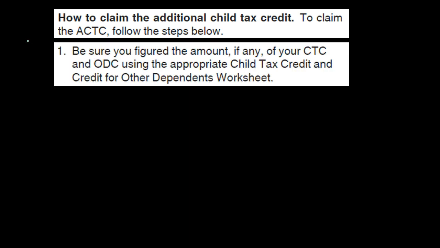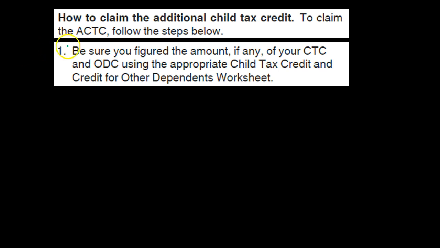Next item, back to the text. How to claim the additional child tax credit. To claim the additional child tax credit, or ACTC, follow the steps below. Number 1, be sure you figure the amount, if any, of your CTC, child tax credit, and ODC, other dependent credit, using the appropriate child tax credit and other dependents worksheet.